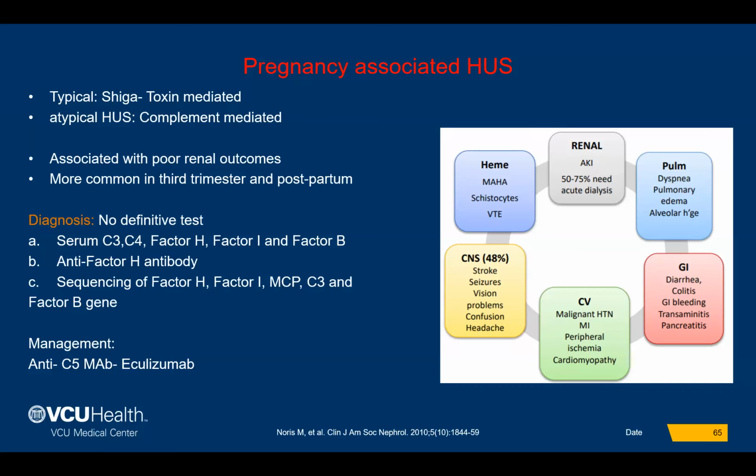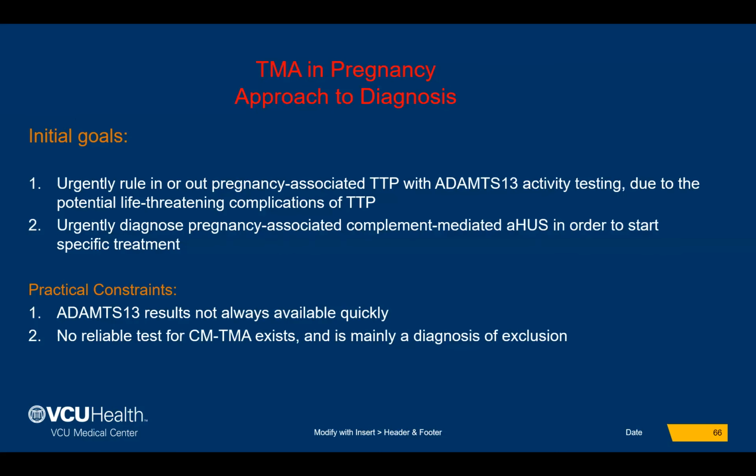So it may help retrospectively, but it doesn't really help in the thick of things. And the management is with anti-complement pathway. So it's important that we have a good approach to our TMA patients in pregnancy, because there is an urgent need to rule in or out the pregnancy-associated TTP. If we don't, the mortality rates can be pretty high, upwards of 80% in untreated cases, whereas it can go down to less than 10% if we treat it promptly.